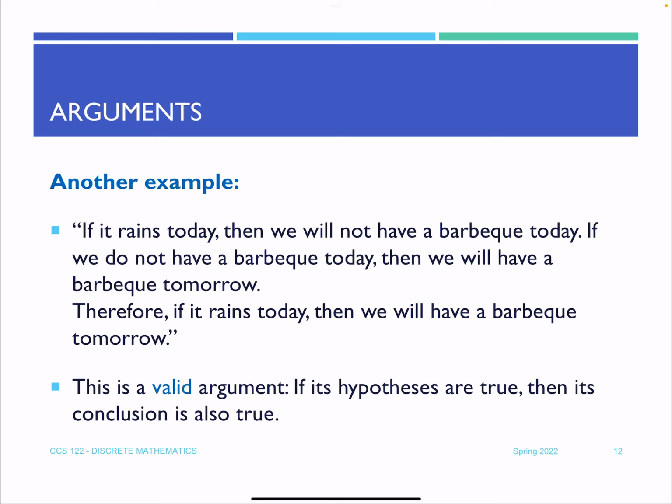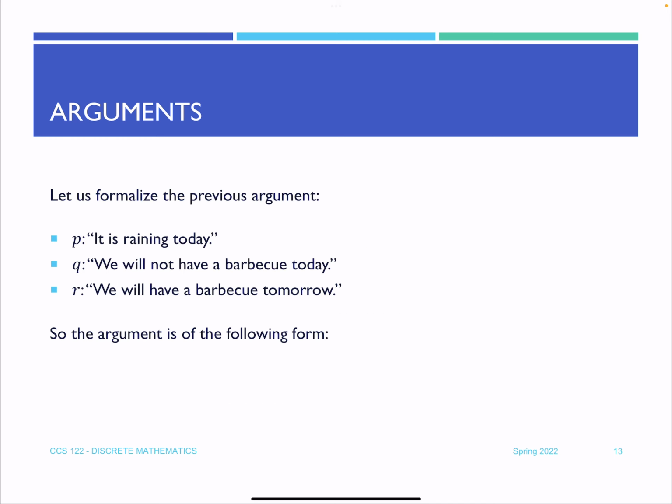Here's another example of an argument. If it rains today, then we will not have a barbecue today. That makes sense. Don't want to have a barbecue in the rain. If we do not have a barbecue today, then we will have a barbecue tomorrow. Therefore, if it rains today, then we will have a barbecue tomorrow. This is a valid argument, and if its hypotheses are true, then its conclusion is also true.